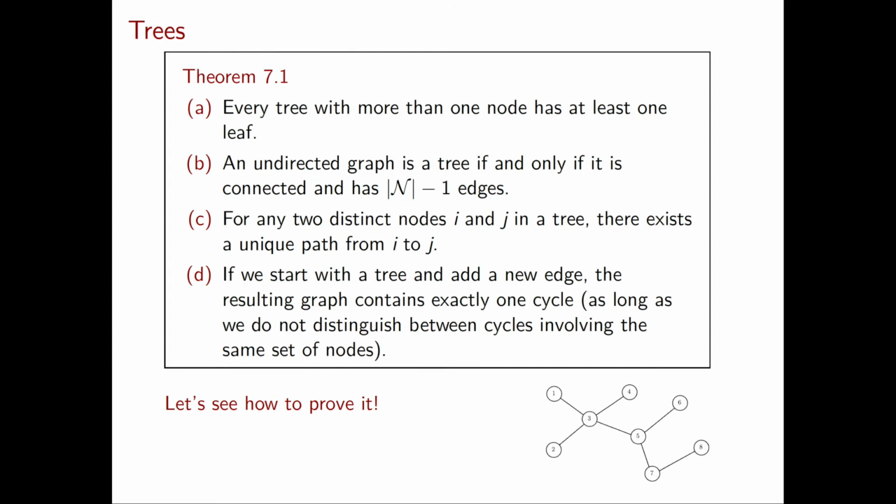So far, we've only read the statement of Theorem 7.1, and we somewhat checked that it makes sense by just checking that A through D hold in our example. Of course, this is not a proof. So now let's see how we can prove Theorem 7.1.